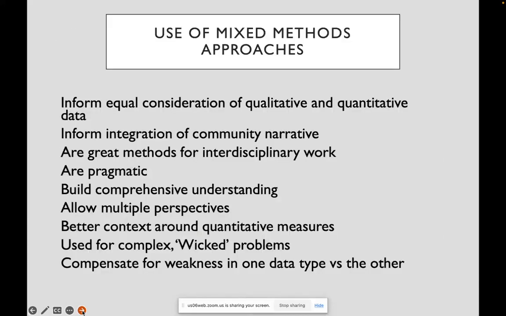So there are a few approaches to how you would use mixed methods data. The first one is really to inform equal consideration of qualitative and quantitative. I talked about balancing those two things. That's really what I mean by informing equal consideration, making sure that you're not just looking at one at the expense of the other. And mixed methods approaches can also inform the integration of community narrative, right?